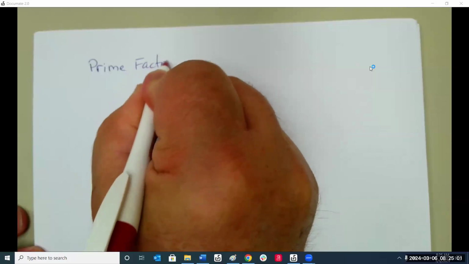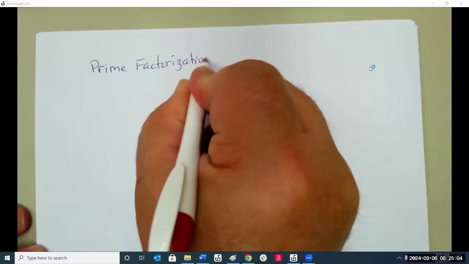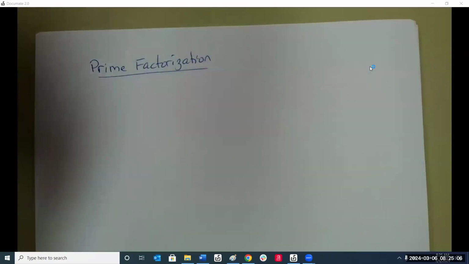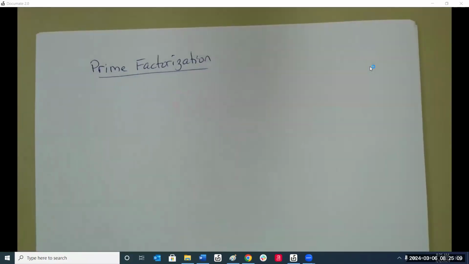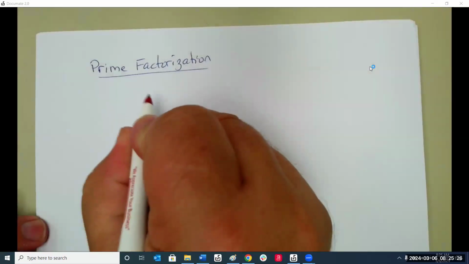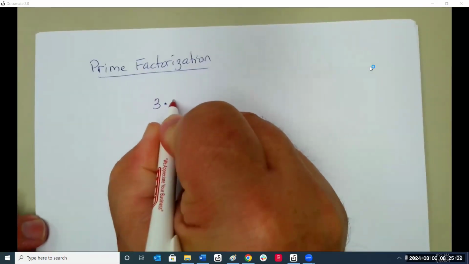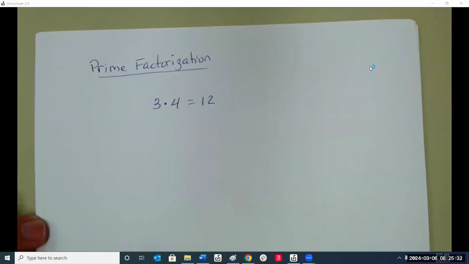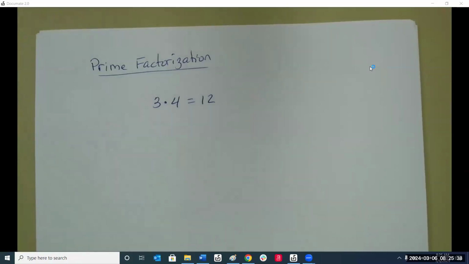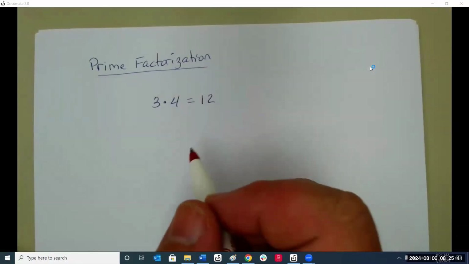Prime factorization. What does that mean? What does factorization mean? What's that? Give me an example. The numbers, yeah, okay, yes, that's true. So if I take 3 times 4, that equals 12. Yes. And those are the factors parts. But what you said is actually a great example.